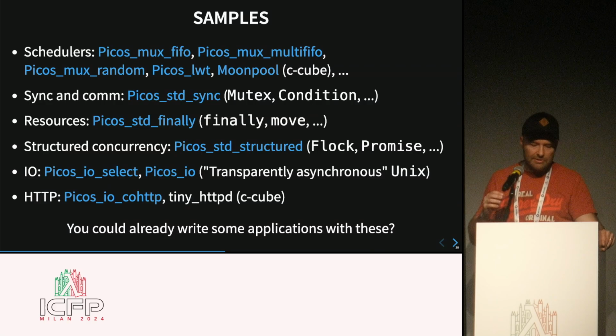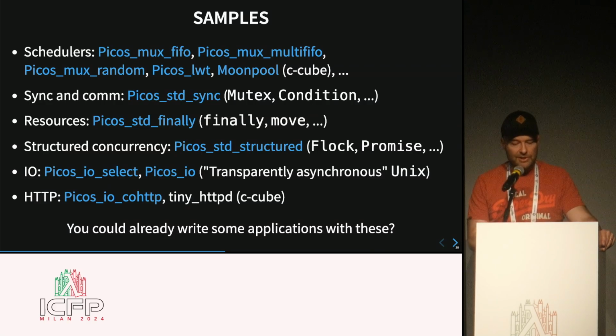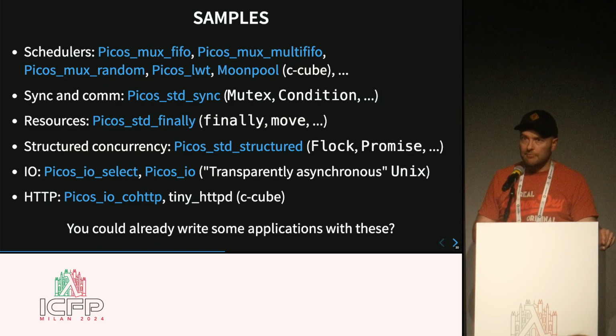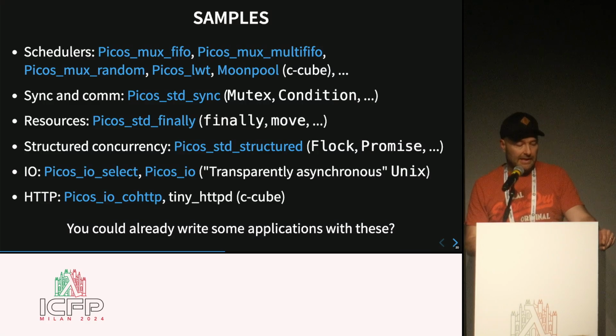And there's also a library for resource management, which interestingly has this ability to move resources from one fiber to another and do it safely so that there's no leak. And there's also a sample library for structured concurrency. There's also an I/O library using only the Unix module that comes with the compiler distribution. And there's also a simple minimalistic implementation of this co-HTTP library for Picos. And there's also an experimental tiny HTTPD daemon also by C-Cube. And yeah, so basically you could already write some applications with these.